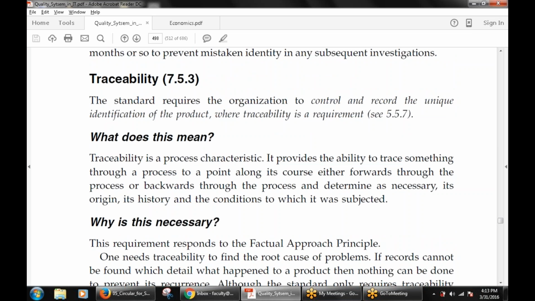That means it provides the ability to trace something through a process to a point along its course, either forward through the process or backward. That means we can trace where the product is going, how it is going, and where it is located, whether forward or backward. That means we can trace the product.